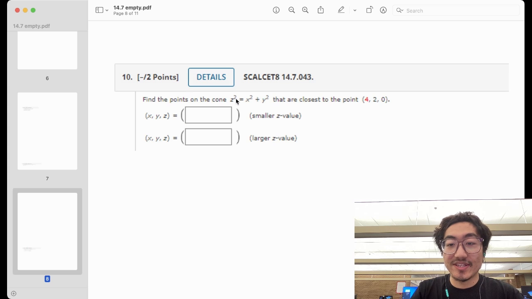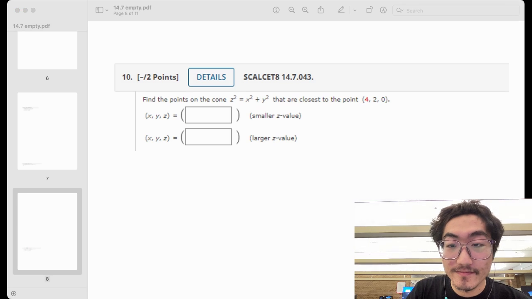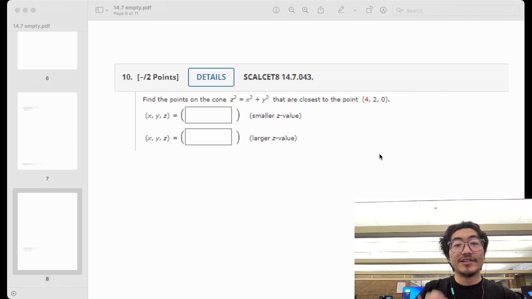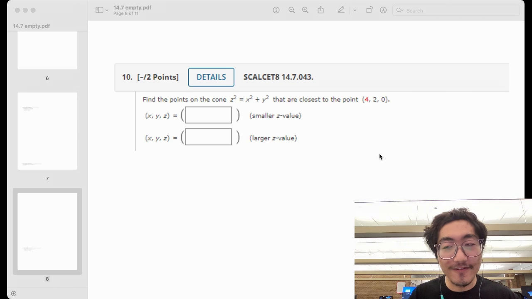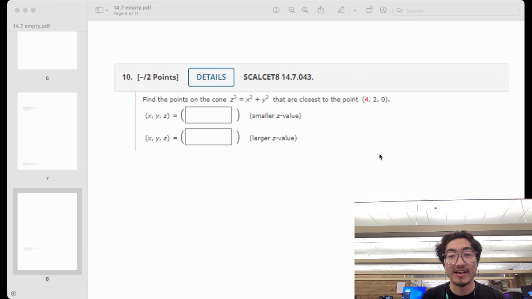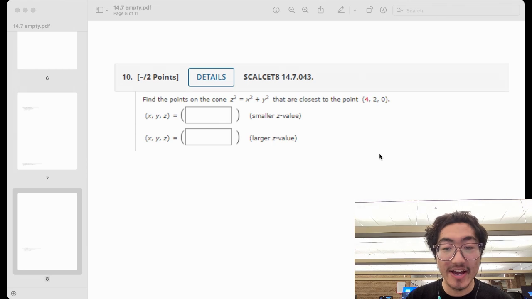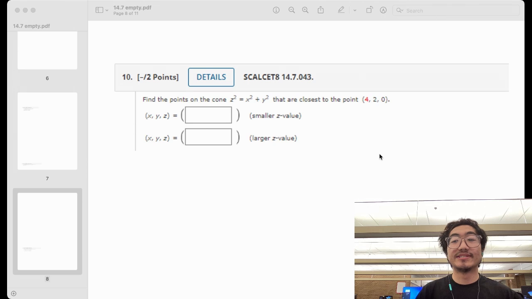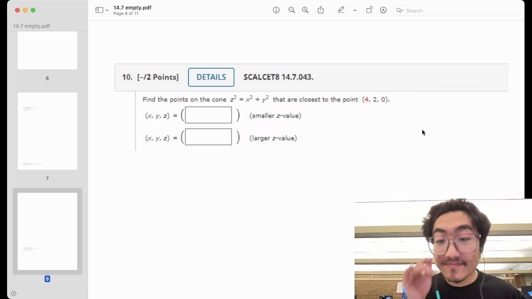We have z squared equals x squared plus y squared, and we want the closest point to 4, 2, and 0. Do you know that this is the formula we learned in 12.6, chapter 12? Perhaps you have a point x, y, z and the point 4, 2, 0. The distance formula is the square root of x minus 4 squared plus y minus 2 squared plus z minus 0 squared, and z minus 0 squared is z squared. And z squared equals x squared plus y squared.